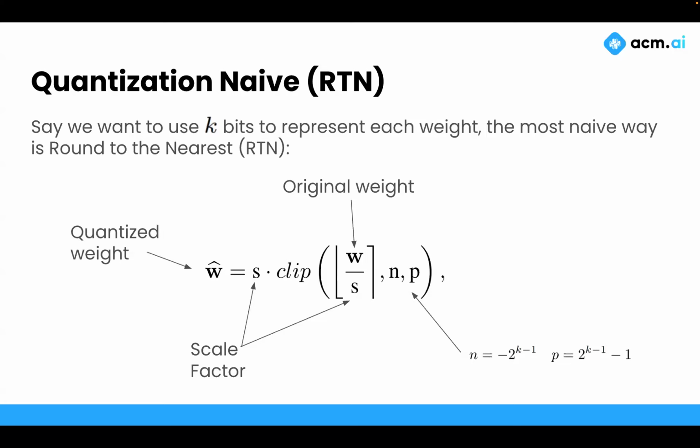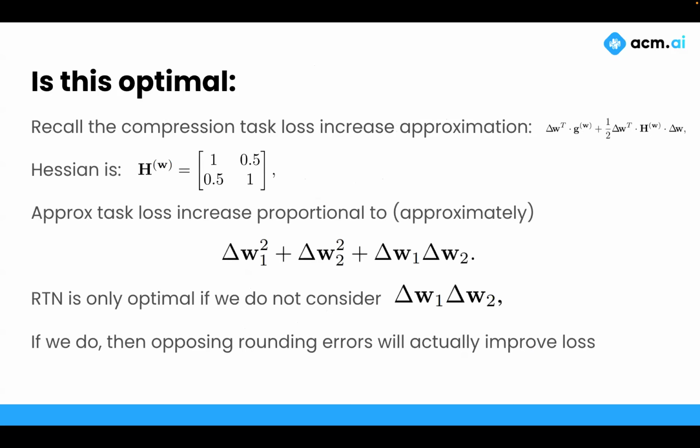So the question is, is this optimal? Well, if we return back to this kind of Hessian loss, if we pick a simple Hessian that has 1s on the diagonal and 0.5 on the off diagonal, we see that the approximate increase in task loss is this.